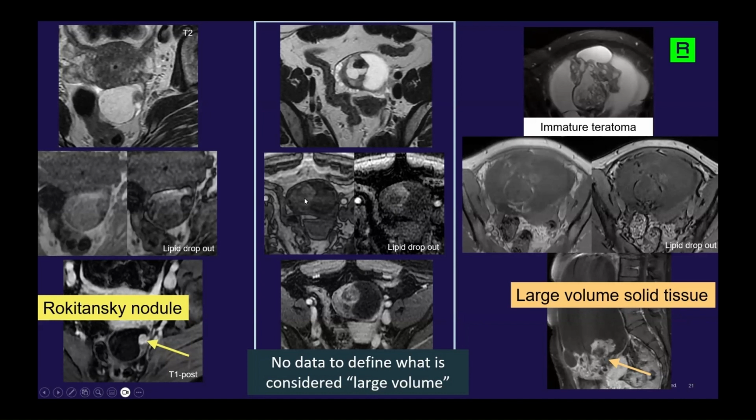It does have fat in it because you see a little dropout, but not a ton. So I think it's okay to put it in a 4, but I also think it's okay to put it in a 2. And why do I say that? I say that because we don't actually have a defined volume when to call it a 4.